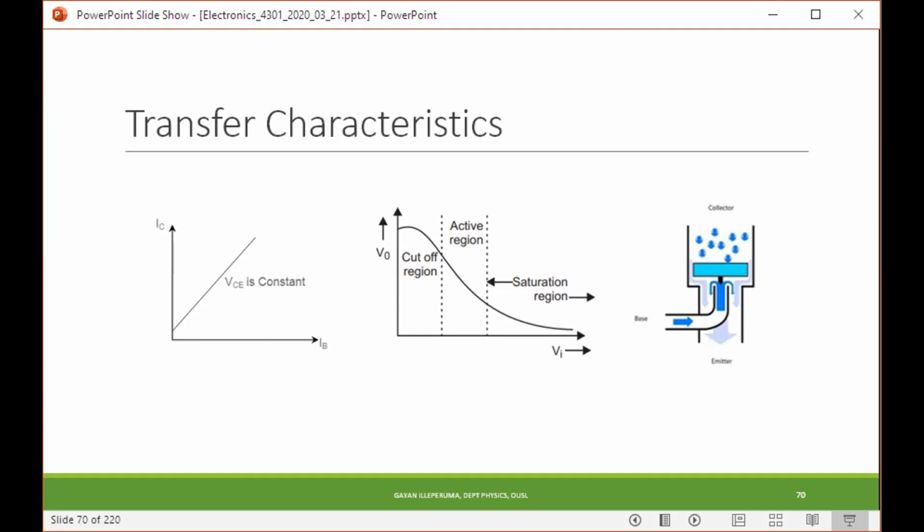So there are two different ways you can look at it. Either you can measure the input current and output current, or you can measure the input voltage and the output voltage. So those are the two things that you are seeing here. These are known as transfer characteristics. So this is the base current and the collector current. You can see it's fairly a linear relationship. And here you can see the input voltage and the output voltage.